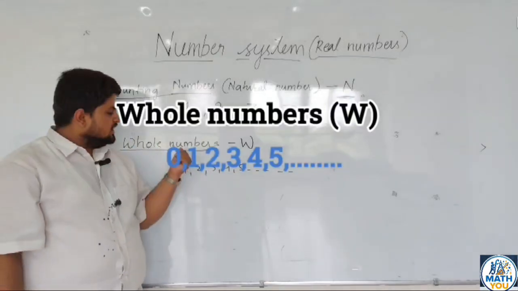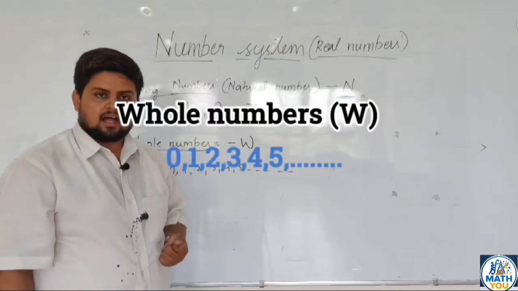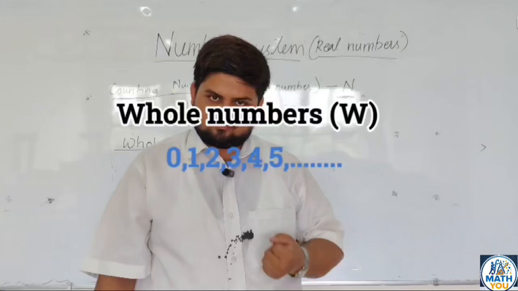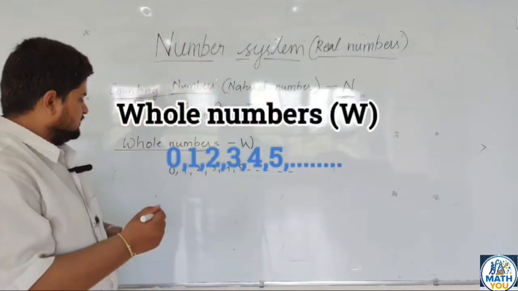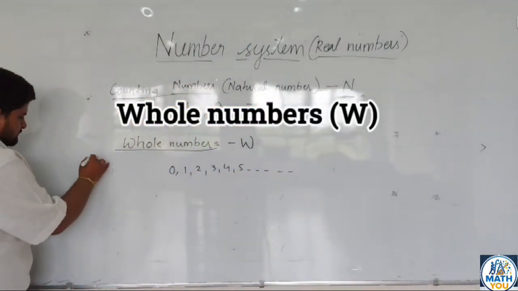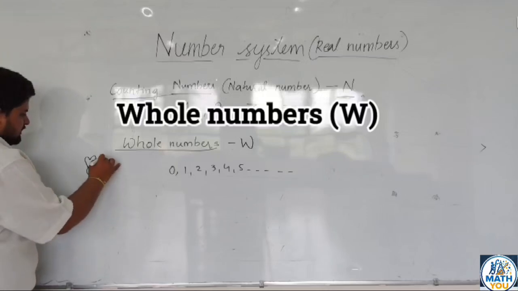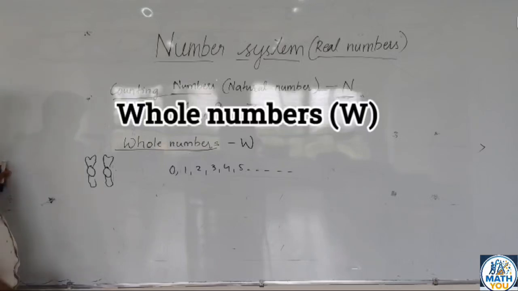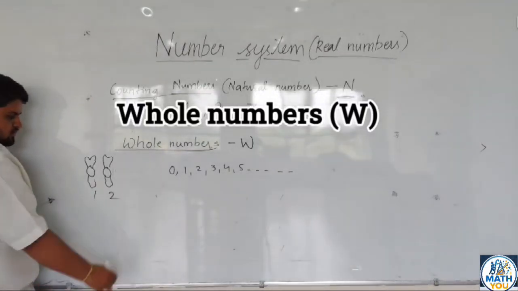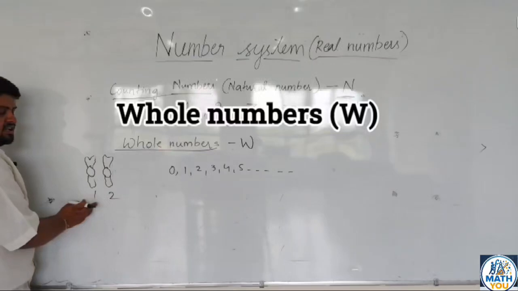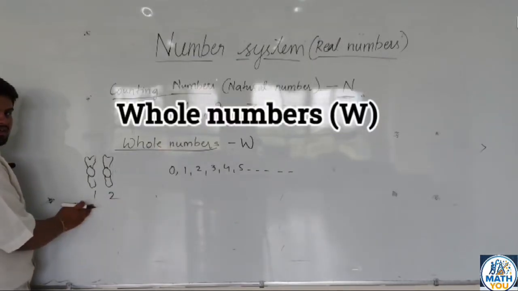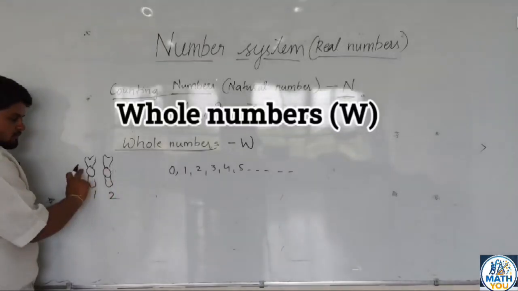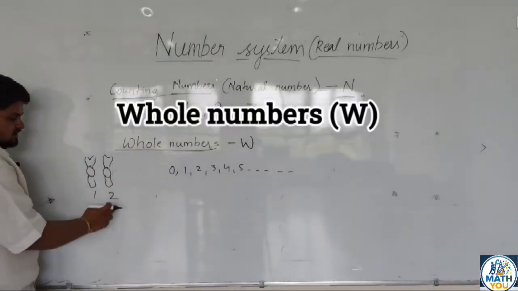One main reason why these numbers are called whole numbers is that they represent the whole quantity of a thing. For example, you are having one chocolate. You are having one more chocolate. You are having 2 chocolates. This one whole chocolate is represented by the number 1. This another whole chocolate is also represented by the number 1. So 1 plus 1 is 2.